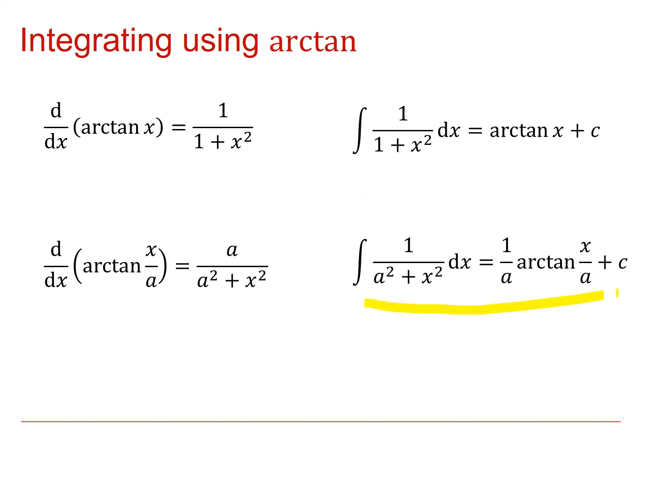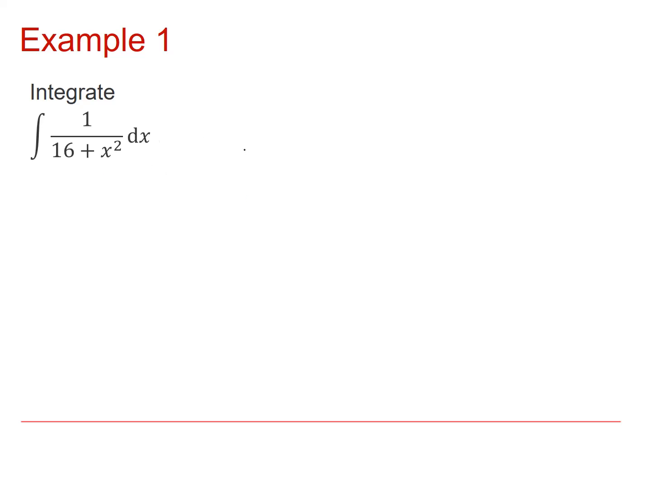And this second one here is going to be by far the most useful when we come to look at integration. So how can we do this integral? Well, we can do a comparison, so we can compare this with the standard form, that being the integral of 1 over a squared plus x squared dx. And we can see that this thing and this thing are very similar, and in fact, if I use a equals 4, this is the same as this. So I can just quote the result.